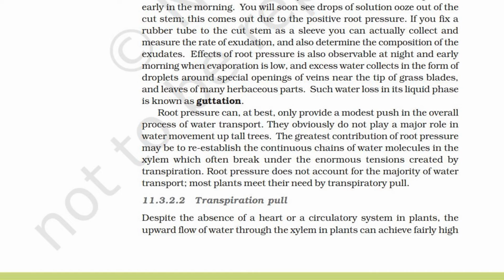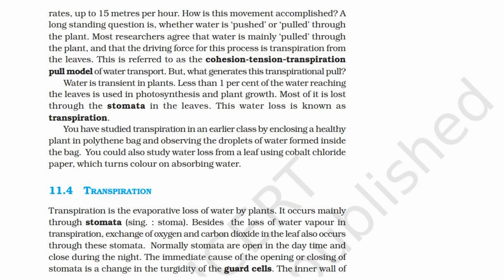Transpiration pull. Despite the absence of a heart or a circulatory system in plants, the upward flow of water through the xylem in plants can achieve fairly high rates, up to 15 meters per hour. How is this movement accomplished? A long-standing question is whether water is pushed or pulled through the plant. Most researchers agree that water is mainly pulled through the plant, and that the driving force for this process is transpiration from the leaves. This is referred to as the cohesion-tension transpiration pull model of water transport.